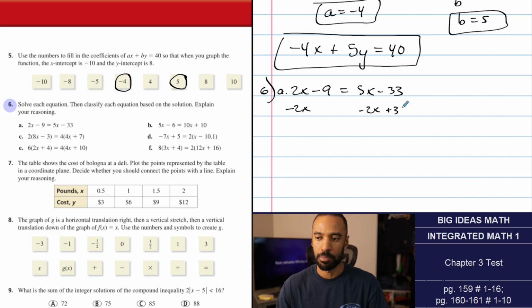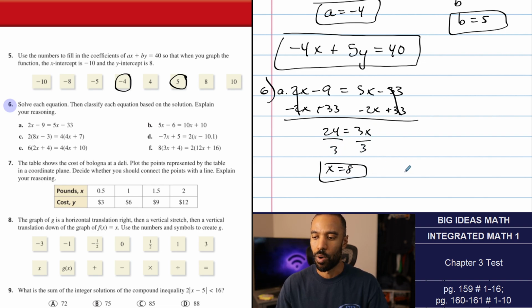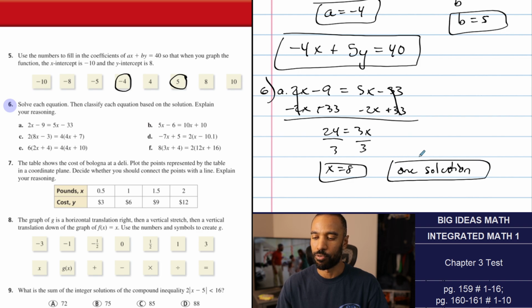Subtract 2 x's to keep them positive, add 3's to move them over to the other side. 33 minus 9 is 24. And this is 3x. Divide both sides by 3. Get x equals 8. So that's one solution. I don't really have an explanation for it. I could get x by itself. Therefore, I have one solution.